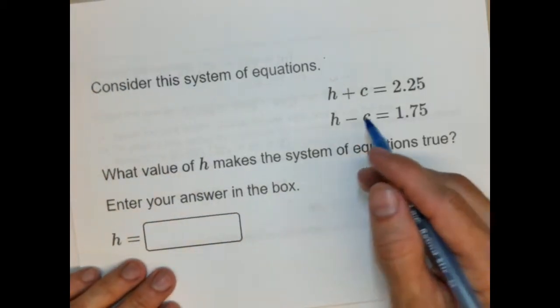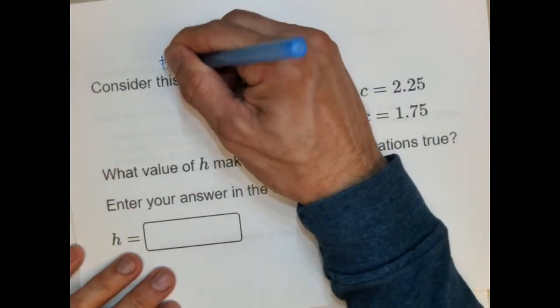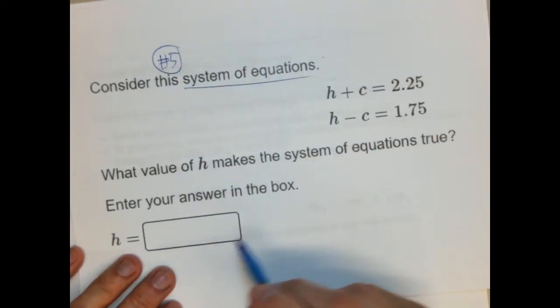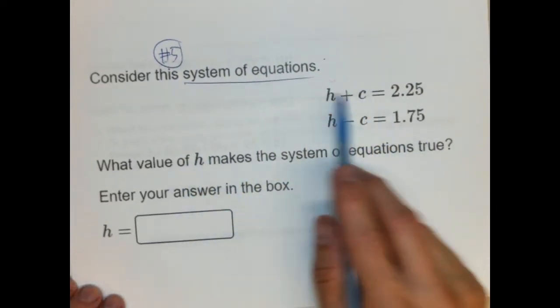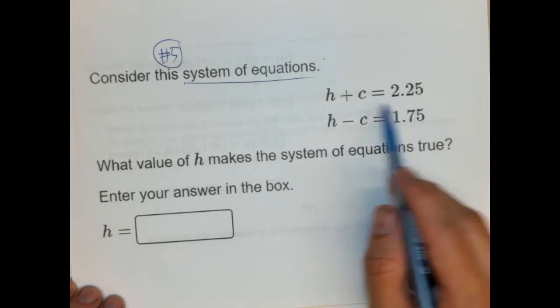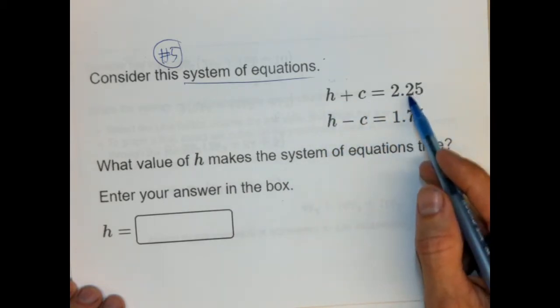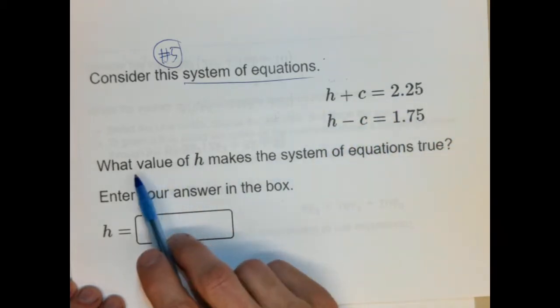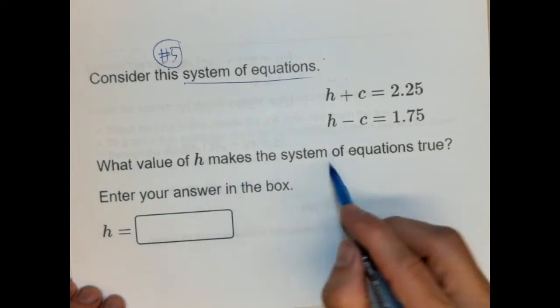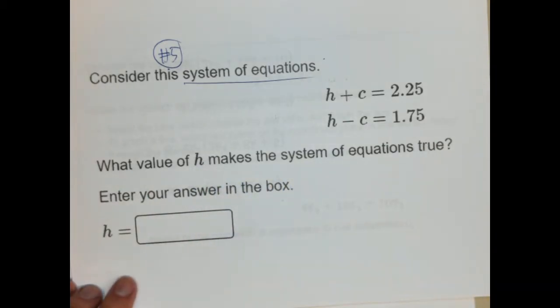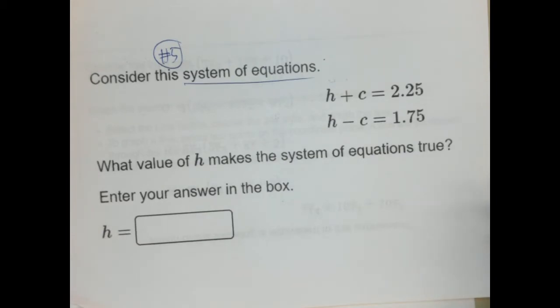Okay, so system of equations. All right, so they're asking us to consider this. We have 2 equations here of h plus c equals 2.25, and h minus c is 1.75. What value of h makes the system of equations true? H is what? So there's a few ways to solve this. You could plug numbers in until you get the right answer, which would take forever. I would not recommend that. Instead, we're just going to use elimination.